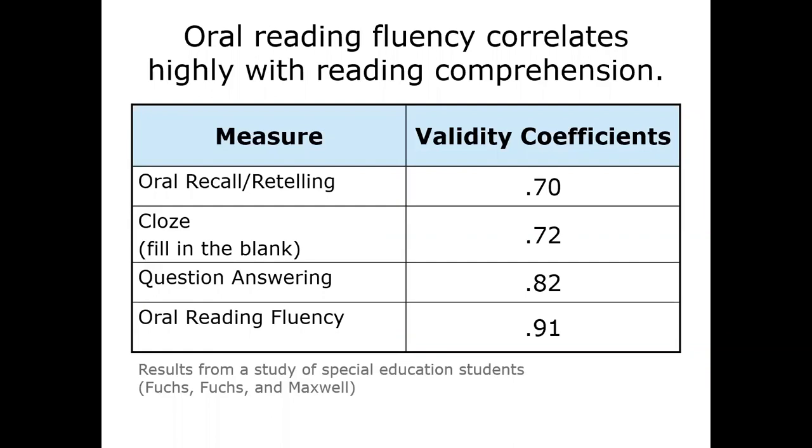As you can see on this table, it was a study done on a group of special education students, and there are many, many studies that are similar to this one, showing that the measures on the left-hand side are ways that we measure comprehension in many cases. And on the right-hand side, we can see the validity coefficient. A statistician would say that a validity coefficient of 0.6 or higher is considered highly correlated. So all of these measures are highly correlated. But you'll notice the last one on the bottom, oral reading fluency, is the most highly correlated with how students perform on standardized comprehension tests.